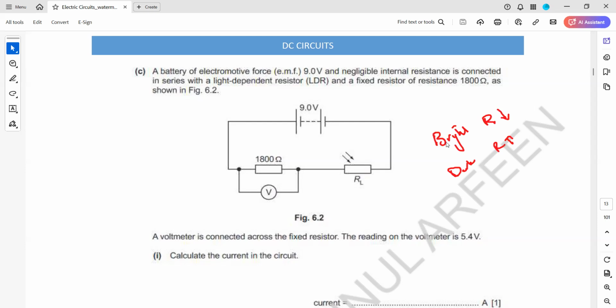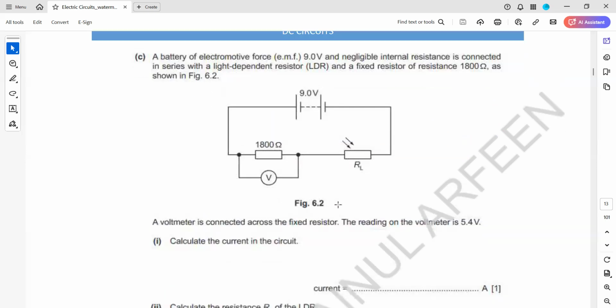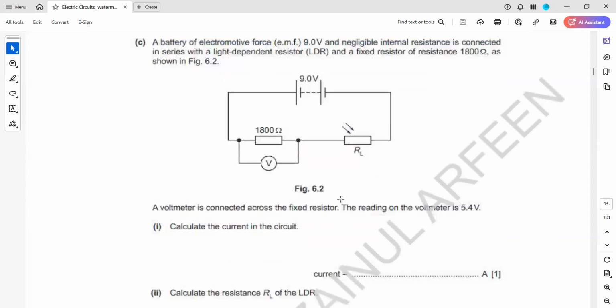So when it is bright, it will have low resistance, so it will have less potential, and in comparison, more potential across the other one. But if it is dark, it will have a high resistance, so more potential, and in comparison, less potential across the other component. A voltmeter is connected across a fixed resistor. The reading of the voltmeter is 5.4 volts. Calculate the current in the circuit.